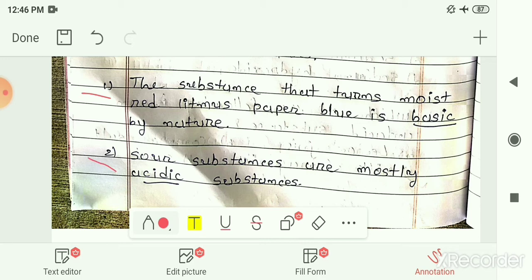Next, sour substances are mostly blank substances. So here your answer is acidic. The substances which taste sour are acidic in nature. So here your answer is acidic.